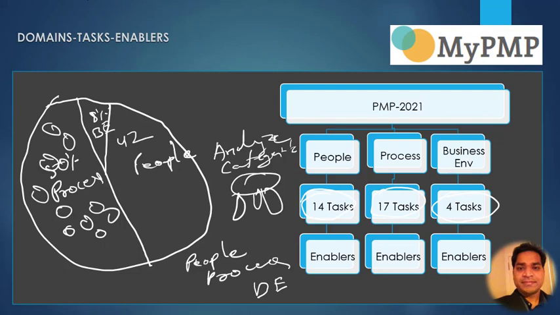So these are the enablers in order to accomplish the task. Means they help to get the task done. Okay, and in this process, so this is a very brief introduction to what people, process and business environment are.